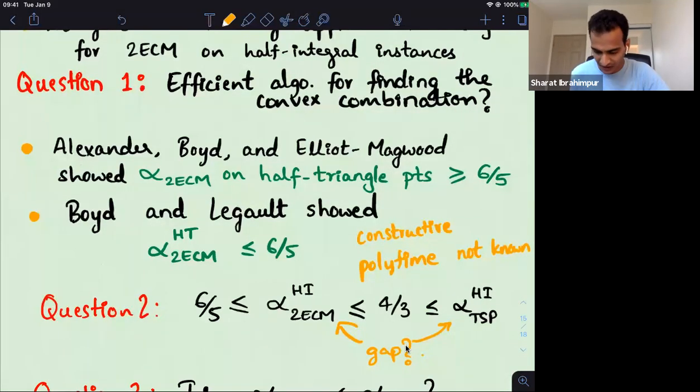The second, which would be stronger than what we asked regarding the gap, is: is this a strict inequality? If you show that it is strict, then we already know that there's a gap. And the most far-reaching conjecture, I think Alexander Boyd and Elliott Magwood conjectured this, is that this is actually tight. So is this the true answer for the integrality gap of 2ECM on half integral instances, or maybe even for general instances?